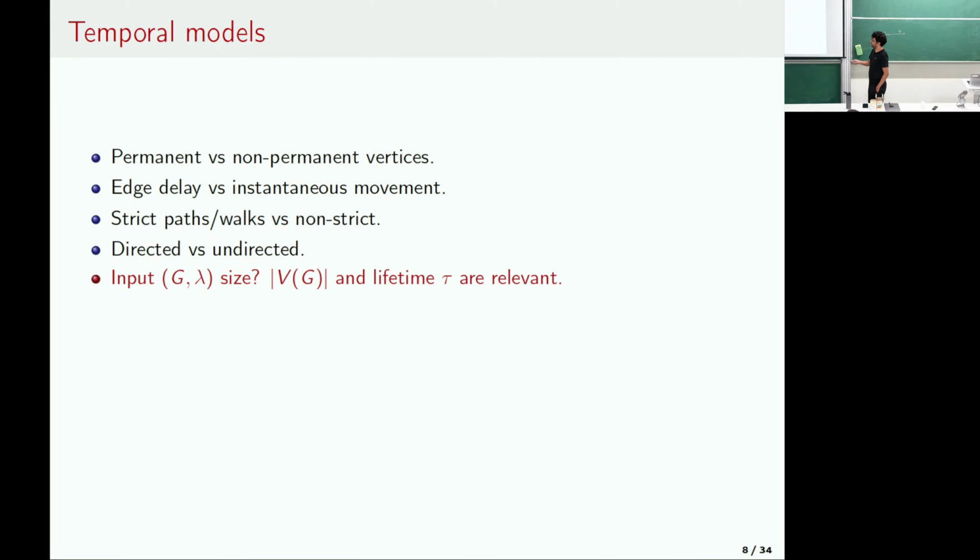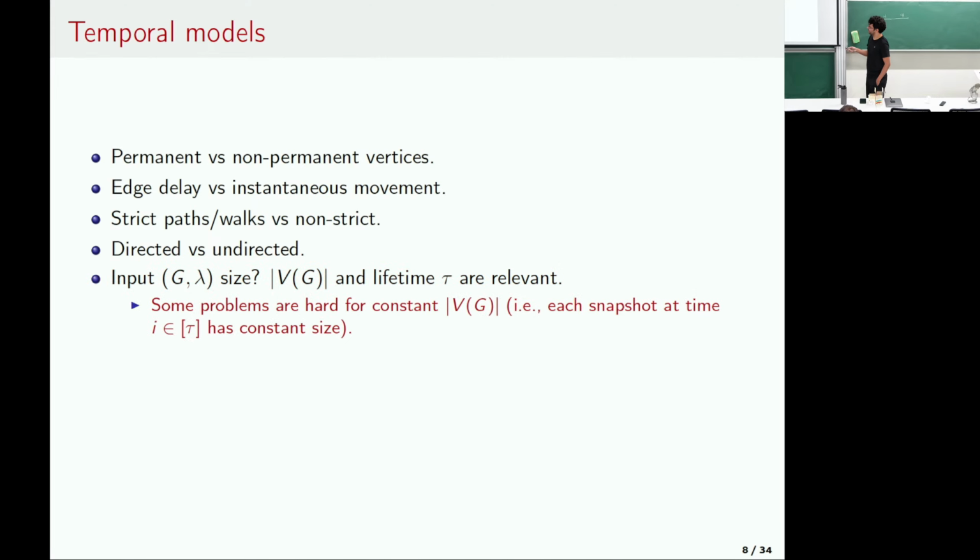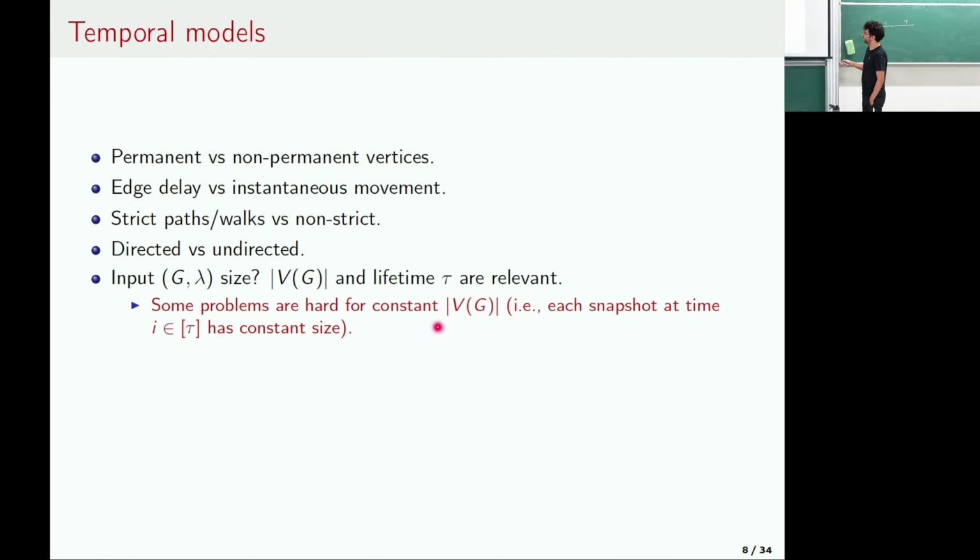Okay, so about input size, there is a weird thing that can happen, which is that some problems can remain hard even when your base graph has a small number of vertices. Each snapshot at time i has constant size. By a snapshot, I mean you look at the graph at some time i and take a picture of whatever is active on it. And even if each snapshot has constant size, we can still have hard problems.